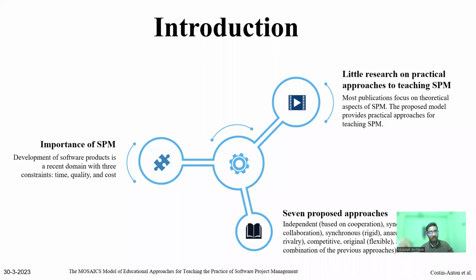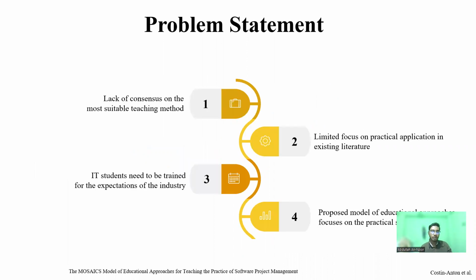Introduction. As we all know, the development of software product is a relatively recent domain. Its three critical constants: time, quality, and cost. Effectively, software project management is essential to manage these constants and deliver successful software projects. However, there is a lack of consensus on the most suitable teaching methods for software project management courses. But their research aims to bridge this gap by proposing a model that focuses on a practical approach for teaching software project management.